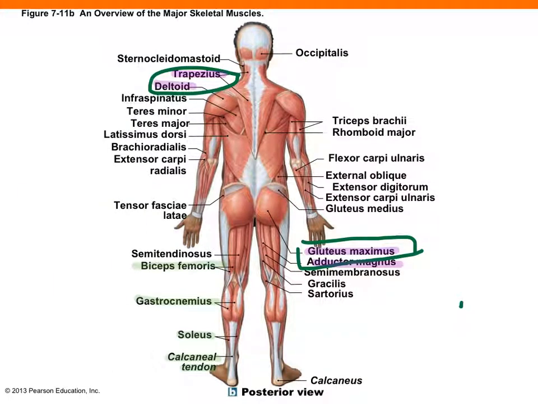On the back side, again, we need to know the trapezius, the deltoid, the glute maximus, the biceps femoris, the gastrocnemius, the soleus, and the calcaneal tendon.